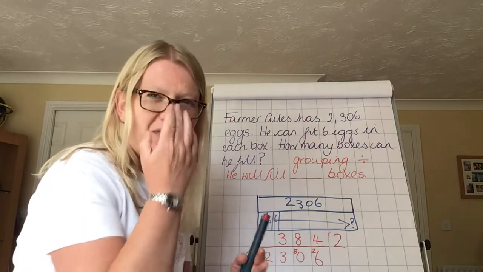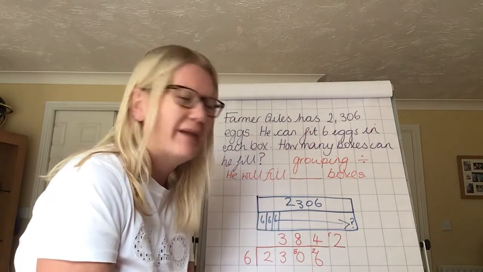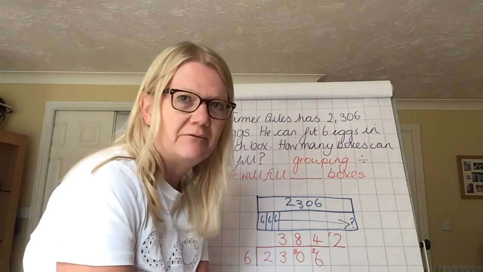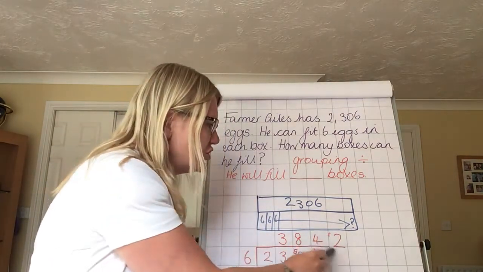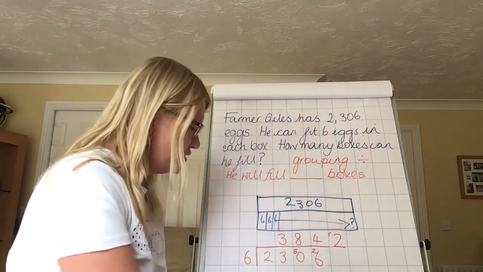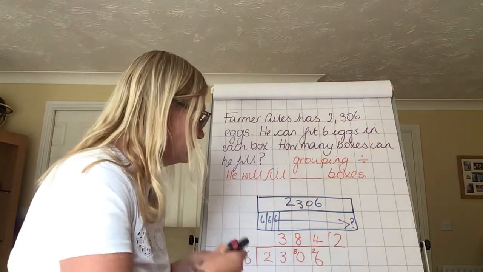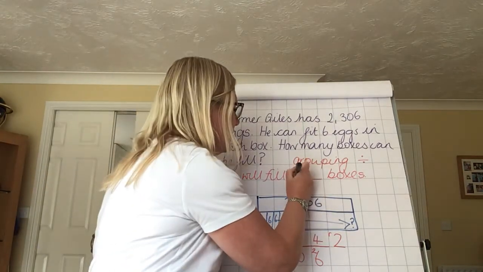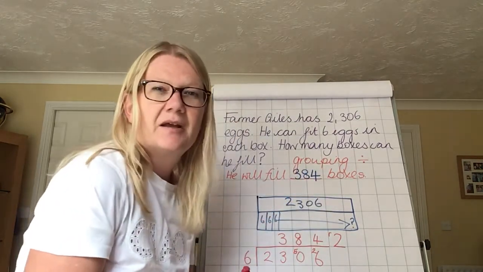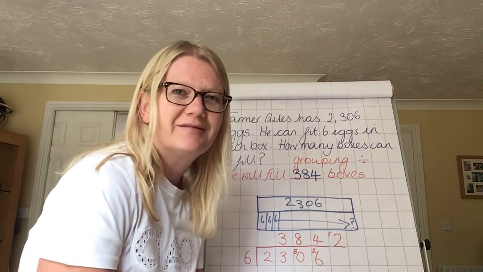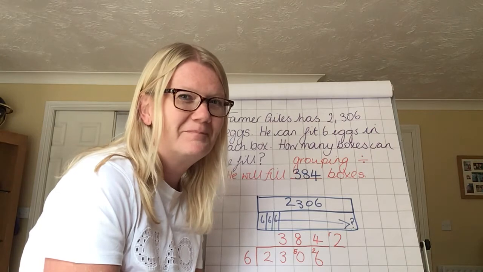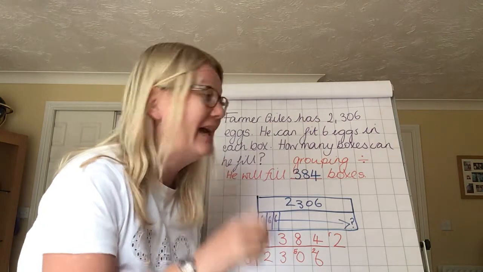So this is where you need to think. What do we do with that remainder? Well, the question is, how many boxes can he fill? Now, if he only puts the 2 left over in a box, that isn't a full box, is it? So to answer that question, we're going to say 384. Okay? But can you think of a way to tweak the question to give you a different answer? Got one yet? No? I bet you have.